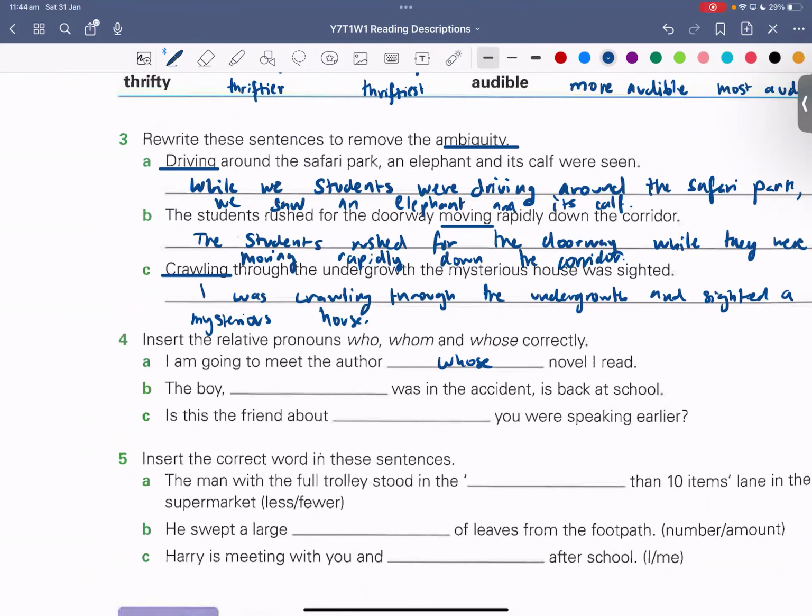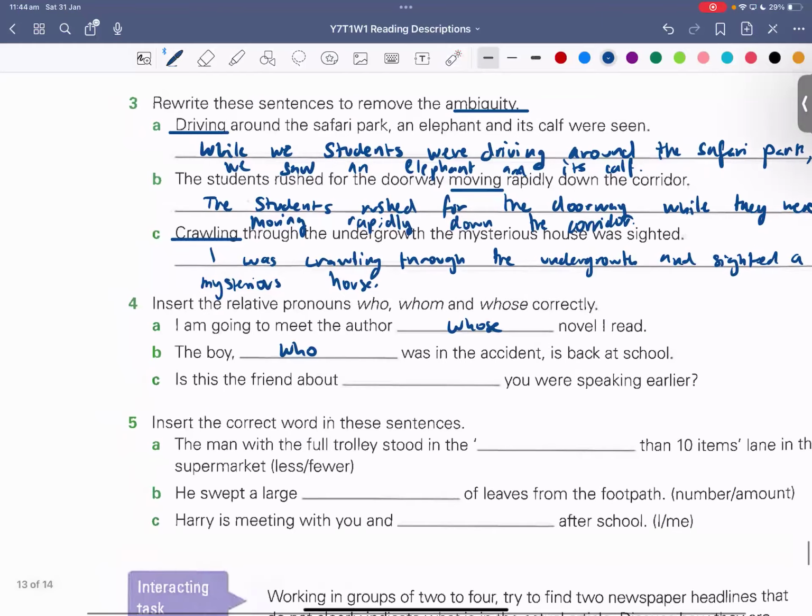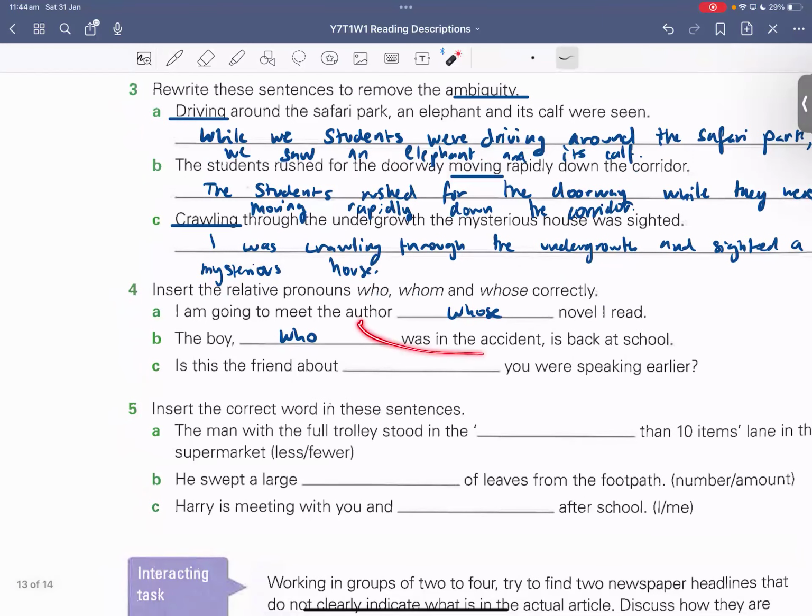The boy whose something was in the accident. Yes. Because whose was referring to the author's novel, an object belonging to the person. Who is just referring to the person itself.